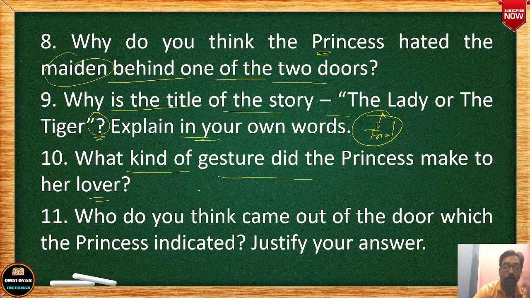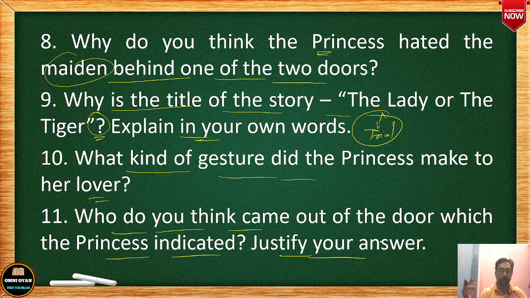Who do you think came out of the door which the prince has indicated? Justify your answer. Now, don't straight away write that the lady came out of the door. Don't straight away write the tiger came out of the door. Don't straight away write this answer, okay? Justify your answer. Give both the conditions nicely.